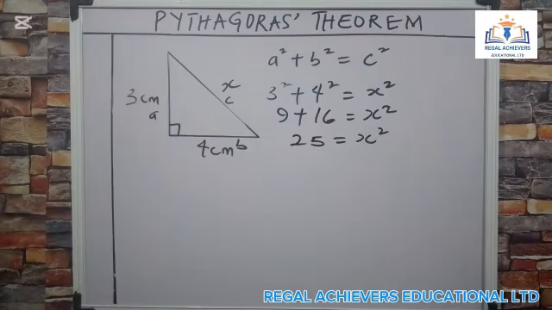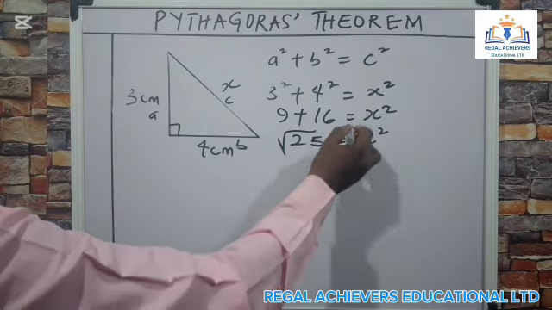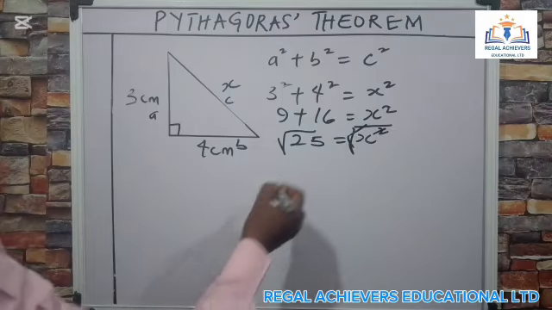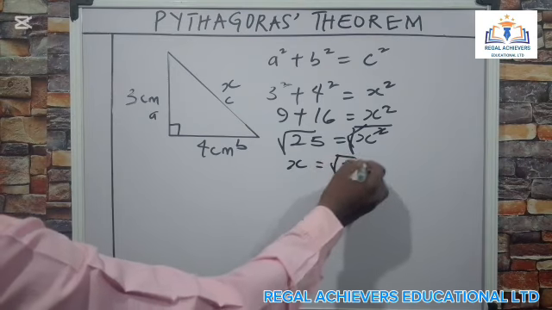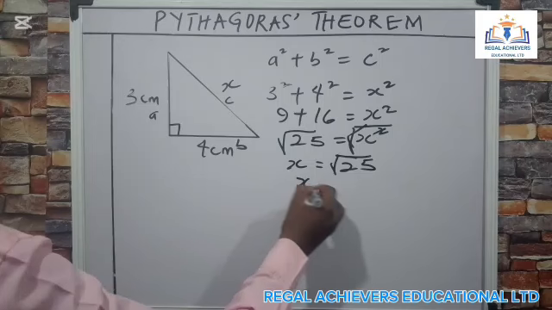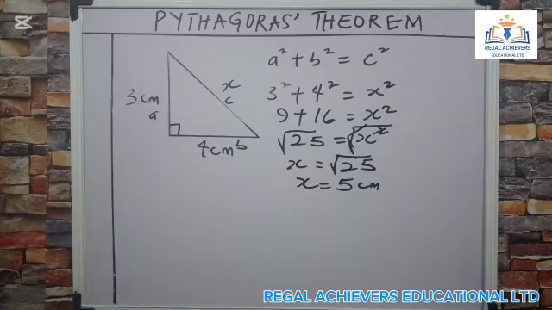For you to find the value of x, you need to find the square root of both sides. Okay, so this square cancels out the square root, and that means our x is the square root of 25. What's the square root of 25? That's 5. Then our x is 5 centimeters.